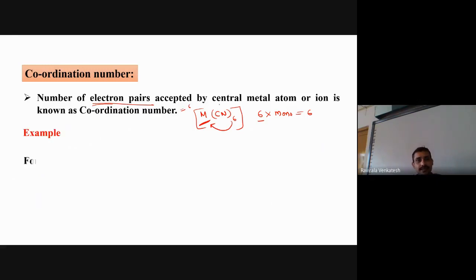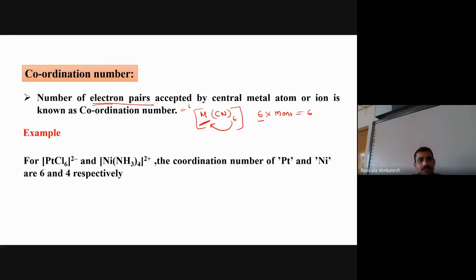We take an example in this way: platinum hexachloride and nickel tetraammine. The coordination number for the platinum will be 6, right? Yes, because it is monodentate. For monodentate, the number of ligands is equal to the coordination number. So for platinum the coordination number is 6. For nickel, the coordination number will be 4.